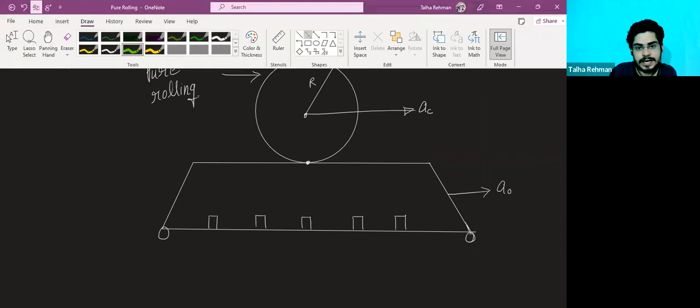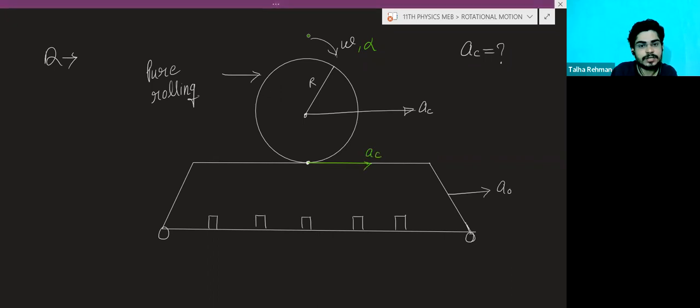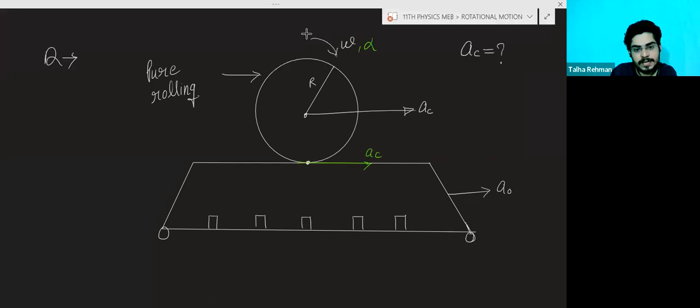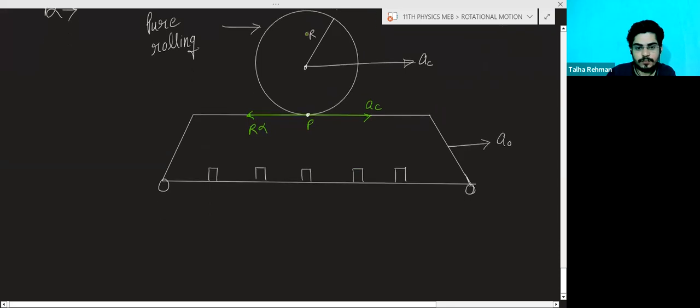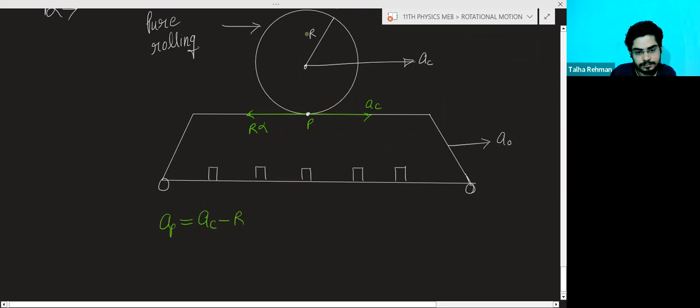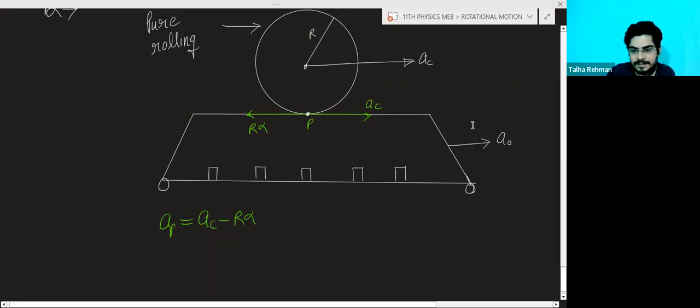So we will see at the point of contact. At the point of contact, the first acceleration will be AC in this direction. Another acceleration will be R alpha in this direction. Suppose this is point P. Now what is the acceleration of point P? We have acceleration of point P is AC minus R alpha. Now this platform is moving with an acceleration of A naught.